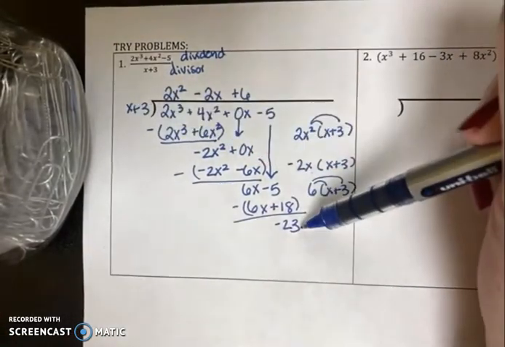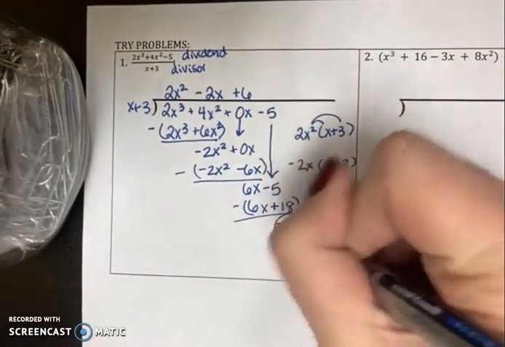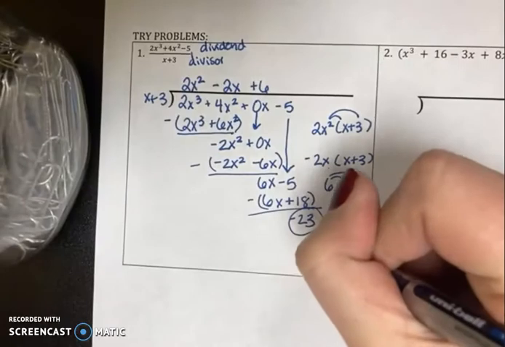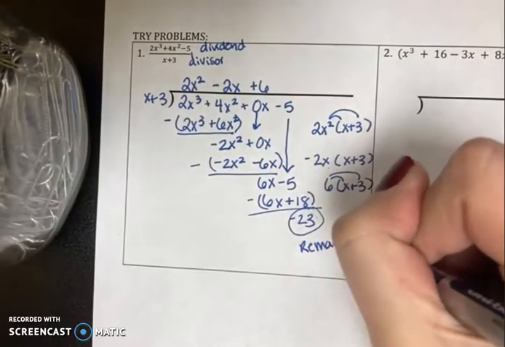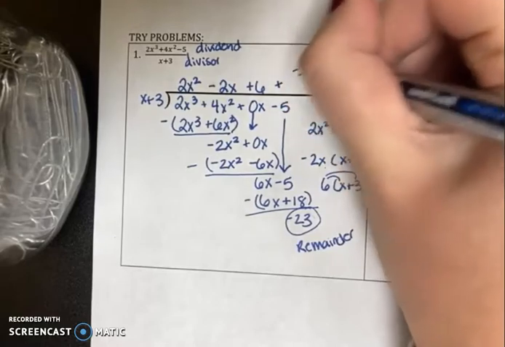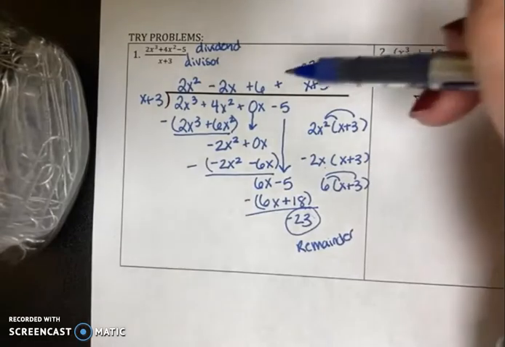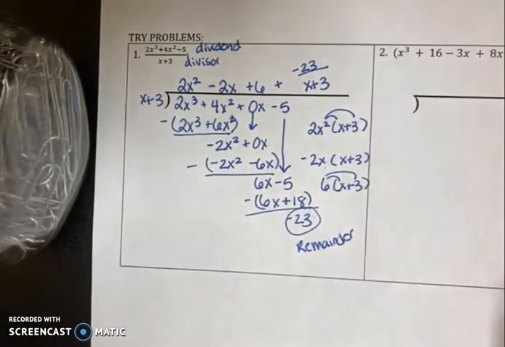X cannot be multiplied by anything to just get a number. So this is our remainder. So I would put a plus a negative 23 over x plus 3. You also could have written this as minus 23 over x plus 3.